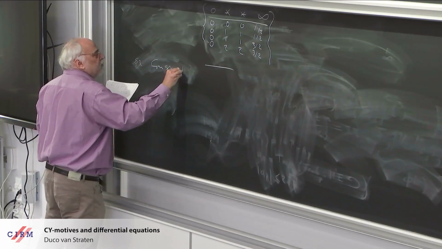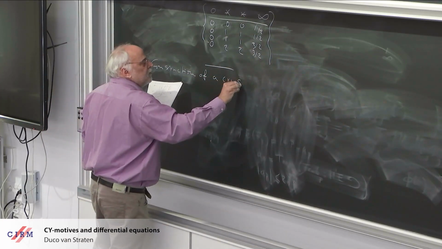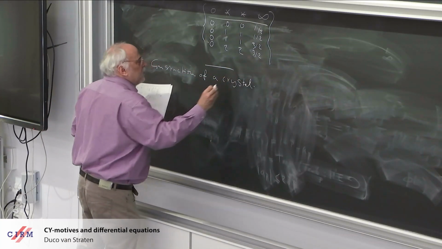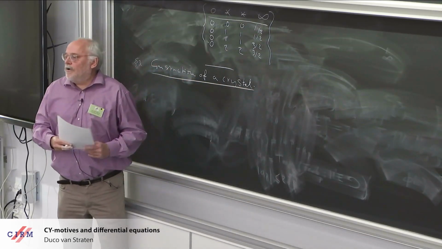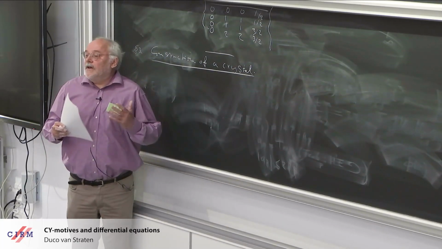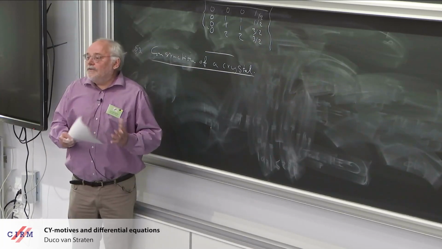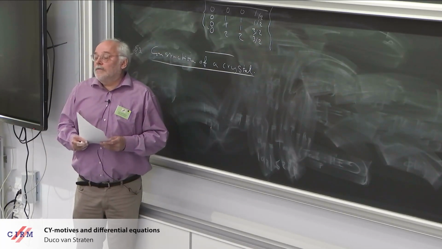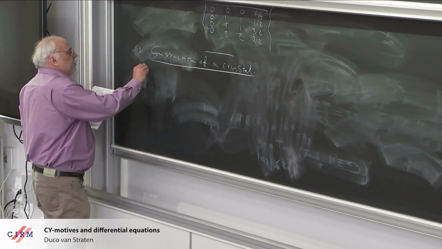Construction of a crystal. So after Dwork, there was a development of crystalline cohomology and crystals, which is basically a differential equation and a Frobenius map which act compatibly.